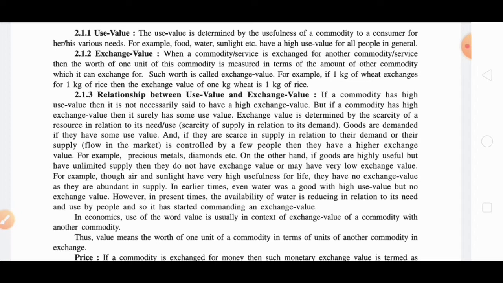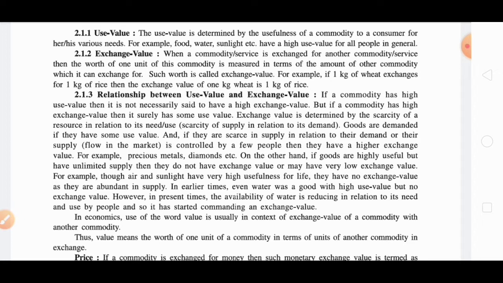So basically the actual value of food is very less or negligible. Water is available free of cost, as we are living in municipal areas. It may happen that the municipality is charging some kind of fees for water, but basically it is available free of cost by nature, and of course sunlight is free of cost. So all these things have a very high use value, but their exchange value is zero or negligible. So they have a high use value for all people in general. So this one is the first point, that is use value.